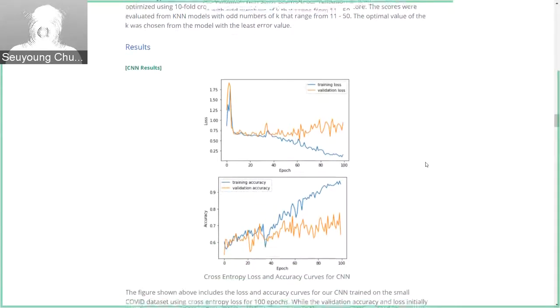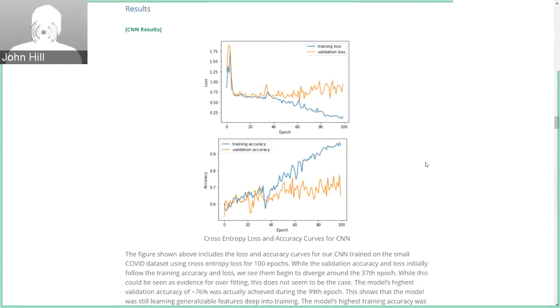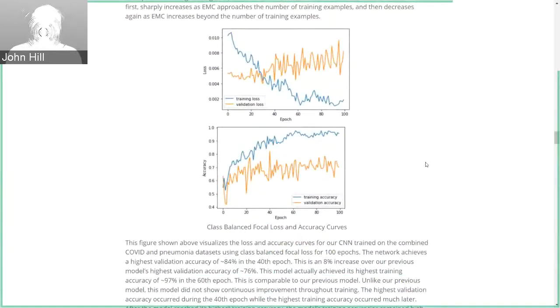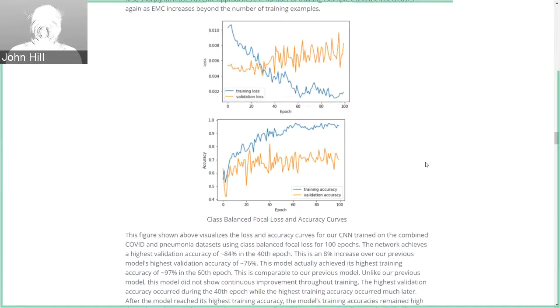The figure you currently see is the loss and accuracy curves belonging to our first CNN model. As you can see, accuracy improved throughout training, with a highest validation accuracy of about 76% and a highest training accuracy of about 97%. Our final convolutional neural network model achieved the loss and accuracy curves you are seeing now. The highest validation accuracy was about 84%, and the highest training accuracy was once again 97%. These models were trained on the larger dataset with class balance focal loss, which we believe accounts for the improvement.